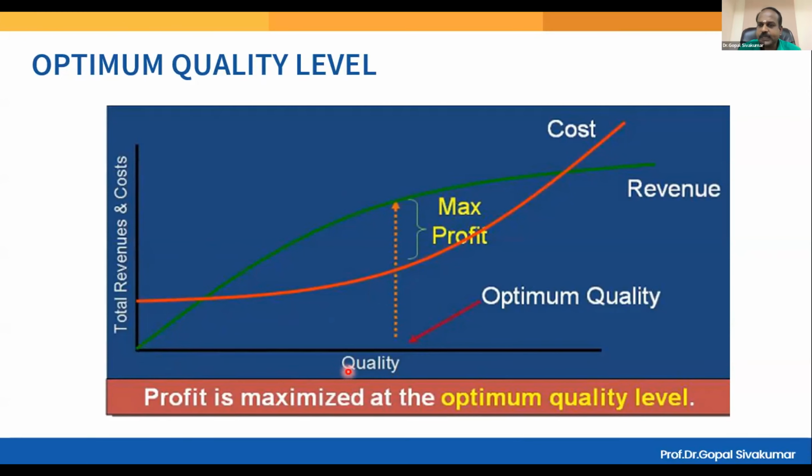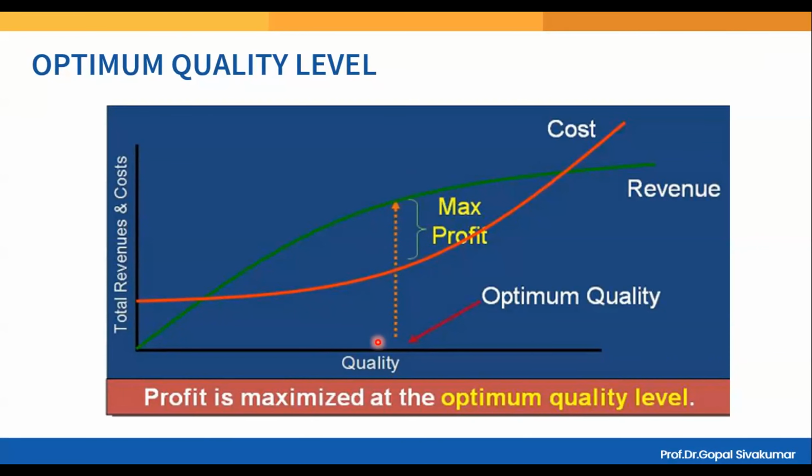When the quality keeps on improving, what will happen to the sales? Sales will also improve. You can see here the green color curve. The green color curve represents the sales or the revenue, and the red color curve represents the cost of quality. Now the distance between the two represents your profit. When you keep the quality very low, you are actually running at a loss. But here, very thin profit. You keep on improving the quality. Can you see your profit becoming thicker?